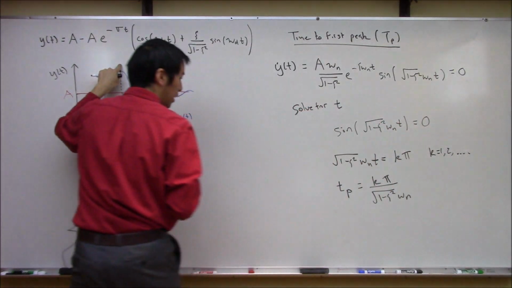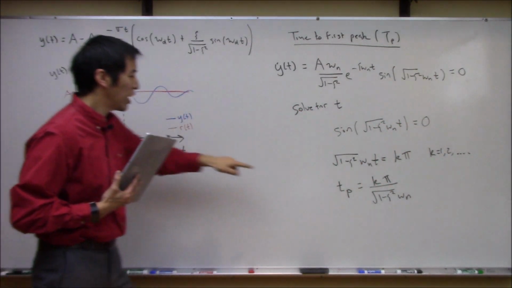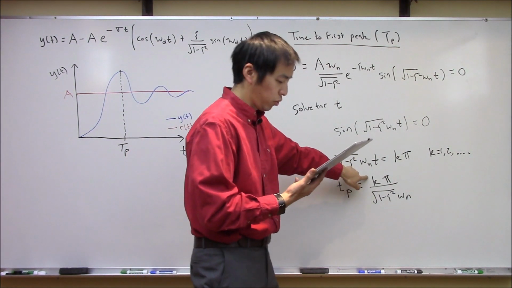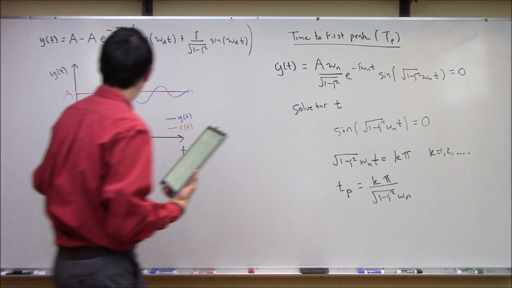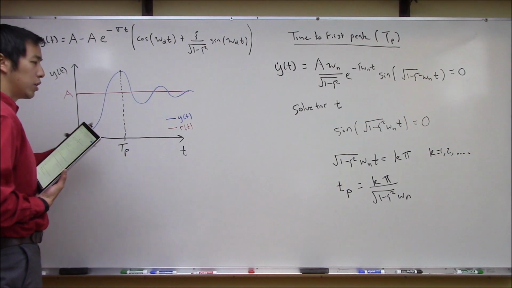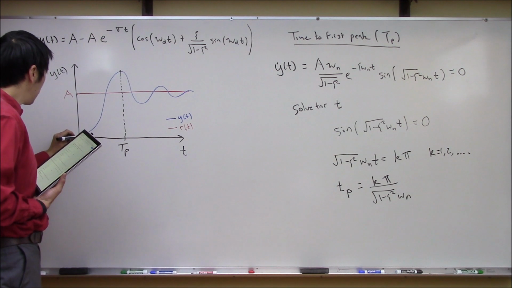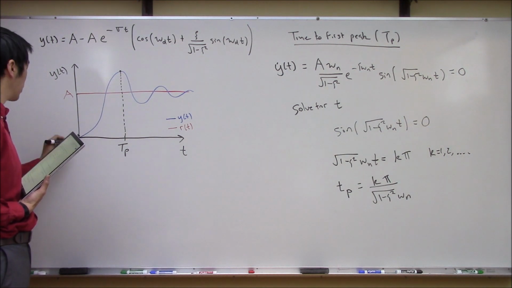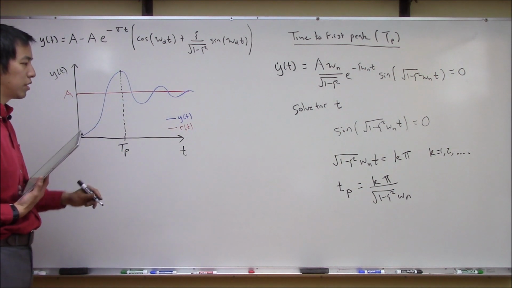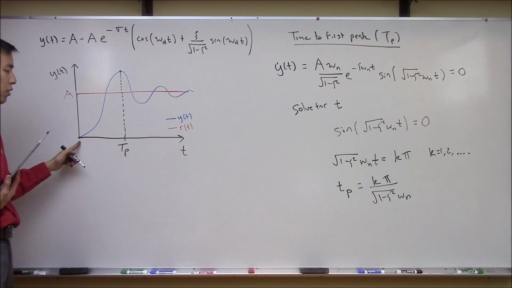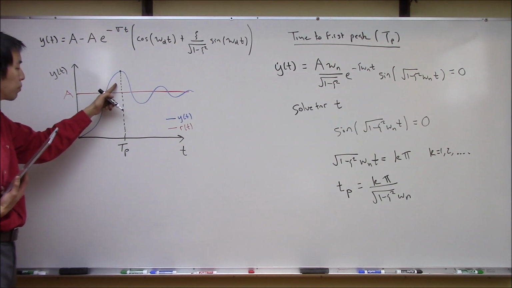Now, if I want the first peak here, what's interesting is I actually have to use k equals 1, not k equals 0. K equals 0 actually corresponds to over here, because we showed earlier in the initial conditions that the derivative of the function at time equals 0 is actually 0. So if you plug in k equals 0, you get t_p of 0, which corresponds to this point right here. So I actually want the first point here.